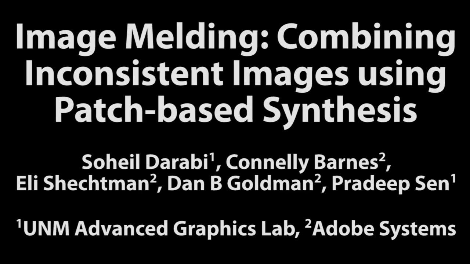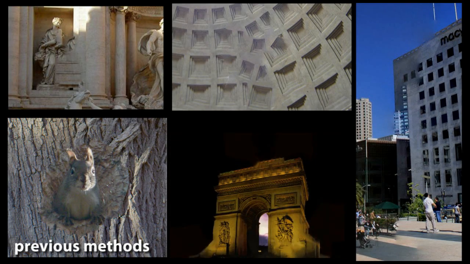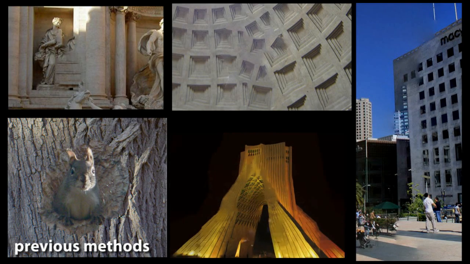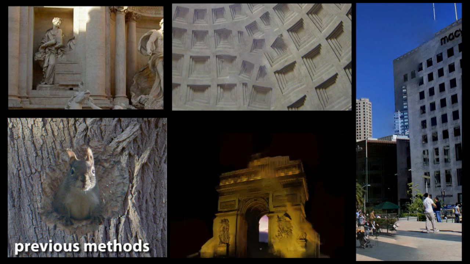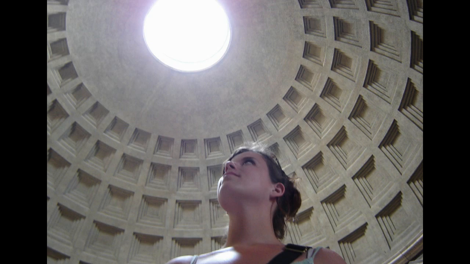Plausibly combining two different images is a fundamental operation in many applications, including image cloning, stitching, hole filling, and morphing. However, existing methods don't always work when the source images are too inconsistent in some way. Some image completion techniques fail in the face of inconsistent rotation and scale between source and target.